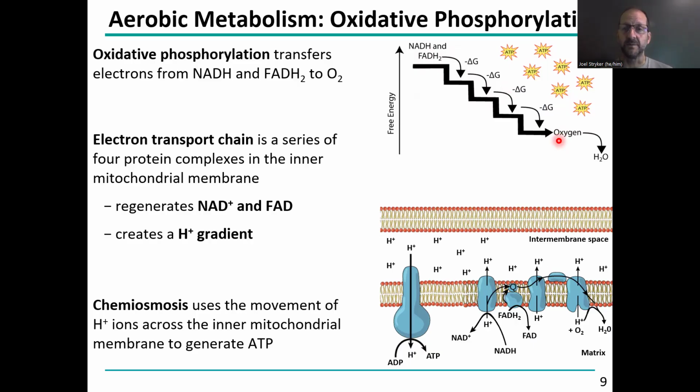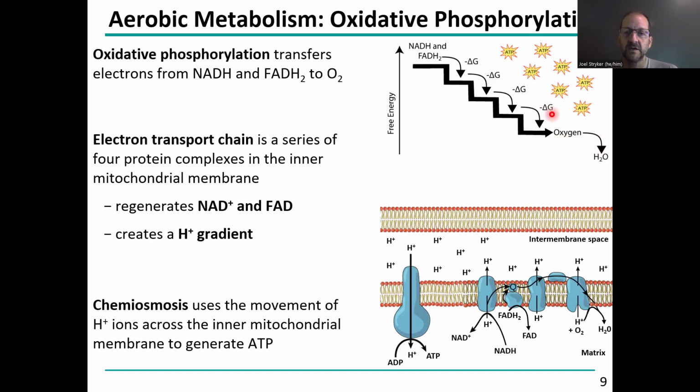Eventually, it's going to end up on a very low energy molecule, water. So water is a very stable molecule. The electrons are very stable there. And so that's where they will end up. But in order to make water, we use oxygen. So this right here is the reason we breathe. It's the primary reason that we breathe, to get oxygen in.